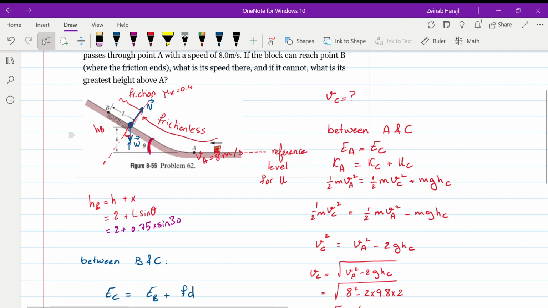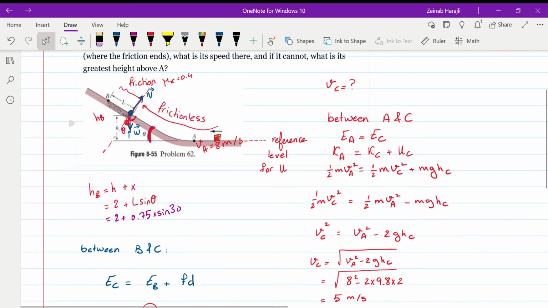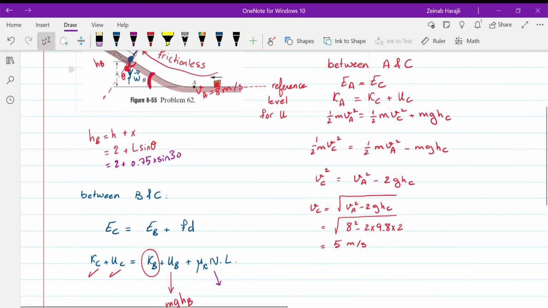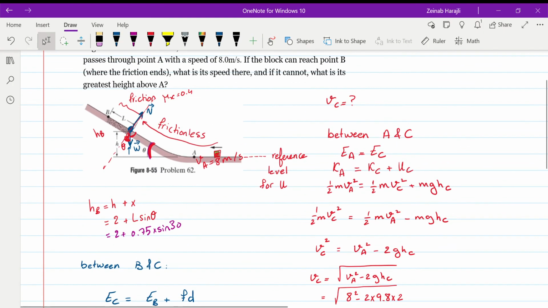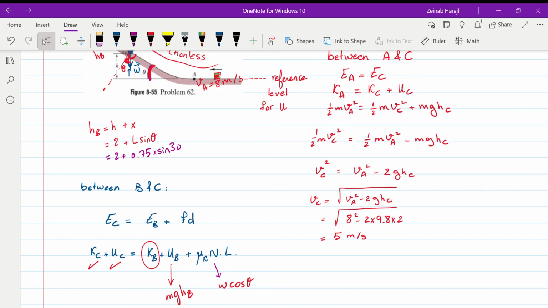So if this angle is theta, then this angle will be pi over 2 minus theta, and then this angle will be theta again. So the angle that the weight makes with the y-axis is equal to theta. So the y component of the weight is w cosine theta, and then we can substitute the normal by w cosine theta. And of course, L here is equal to the value that is given, 0.75.